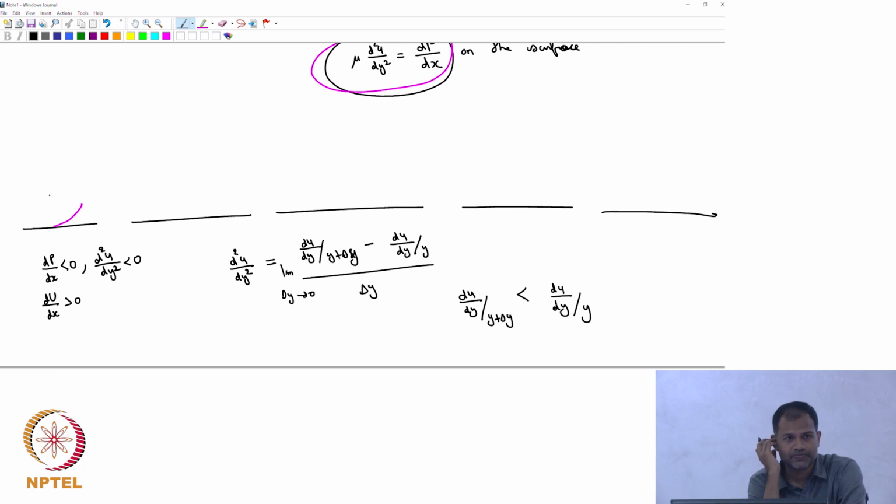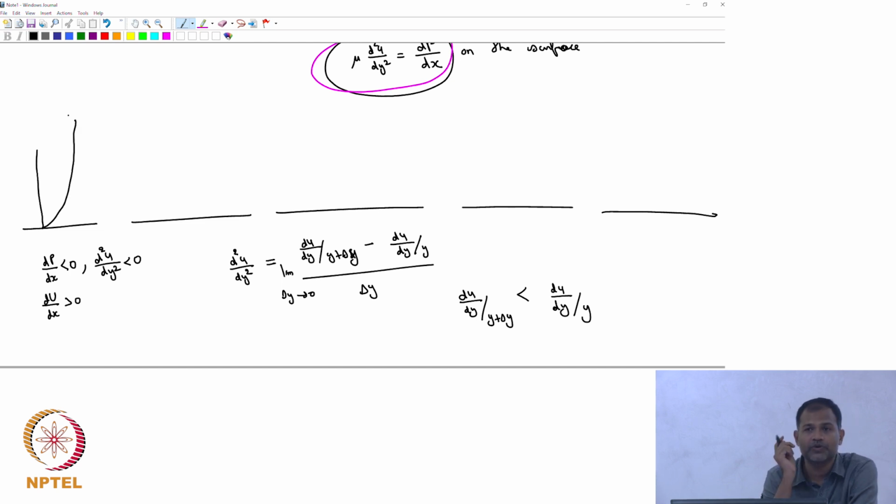Okay, so what should happen is that the profile would, and that's what we have drawn, and that's what we had analyzed also. So it's essentially going to be something of that sort.